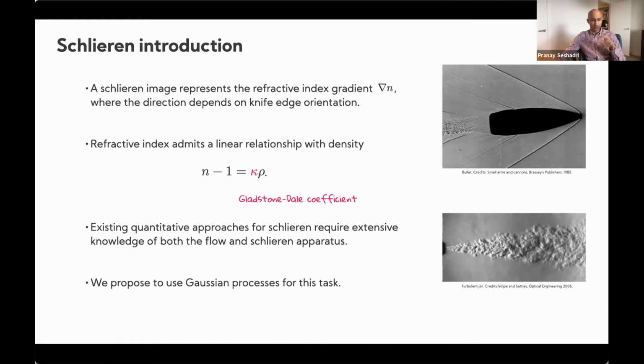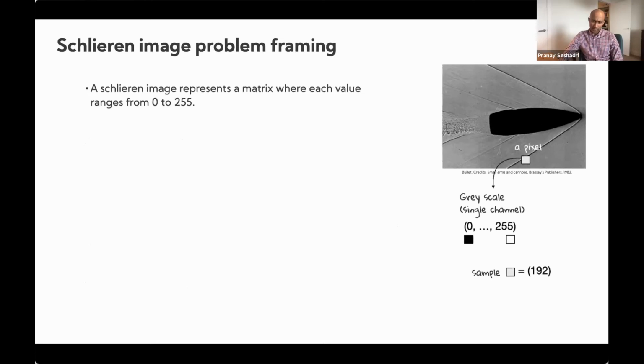Now, while there are a host of different quantitative approaches for extracting data, namely density estimates from a Schlieren image, all of them tend to require a very deep understanding and knowledge of the actual setup, so the way the image was taken. And what we're trying to do is really propose Gaussian process modeling as an alternative solution for quantitative Schlieren. So at a very fundamental level, you can think of a Schlieren image, and indeed any other grayscale image, as containing pixel values ranging from 0 to 255.